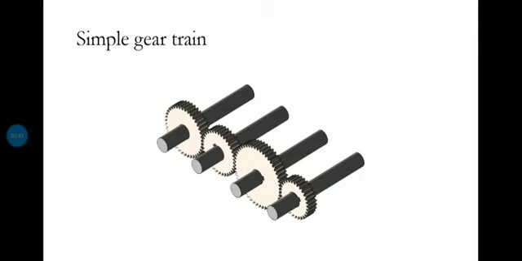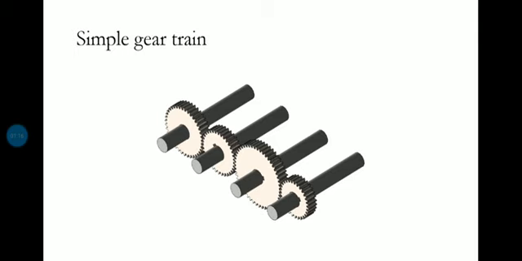Now what is a simple gear train? You see this diagram, there are 4 gears, each gear is mounted on a shaft. So 4 shafts and 4 gears. Do you know what the purpose of a shaft is? A shaft is used to transmit motion. The shaft is connected to one gear and the output motion should be transmitted through a shaft only from the output gear.